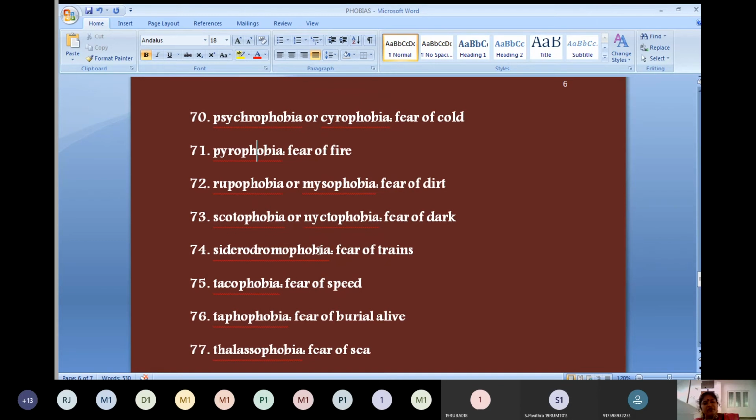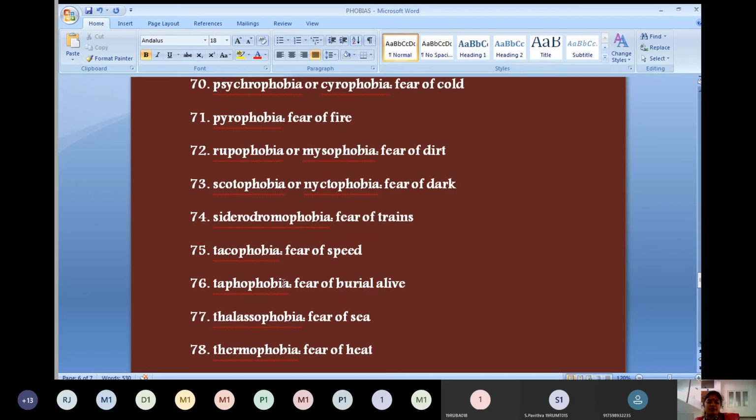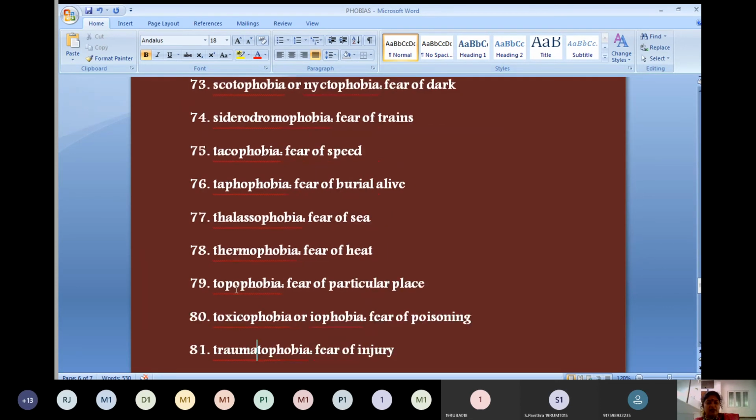Okay. Then fear of trains. ட்ரெயினை பார்த்து பயப்படுறது. Siderodromophobia. Fear of trains. Fear of speed. When you travel, when someone drives very fast, at the time we will be afraid of speed. So that's called tachophobia. Then taphophobia. Fear of burial alive. உயிரோட புதைக்கிறத பார்த்து பயப்படுறது. Fear of sea.